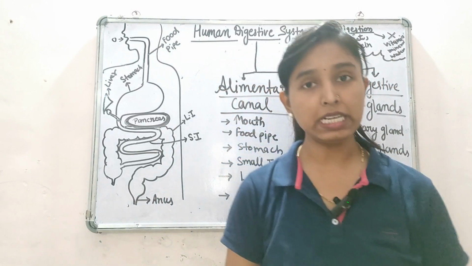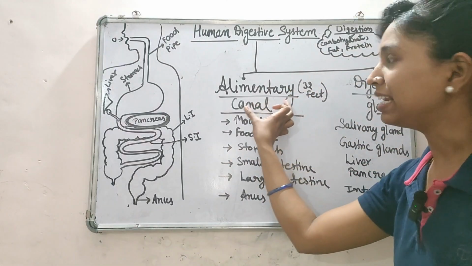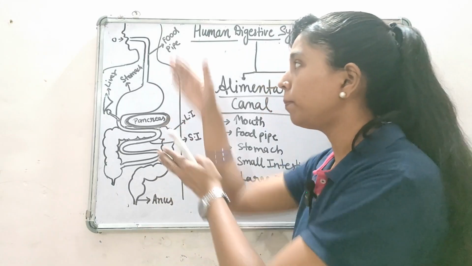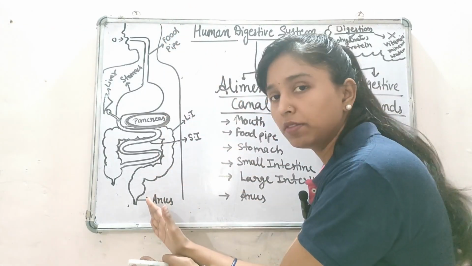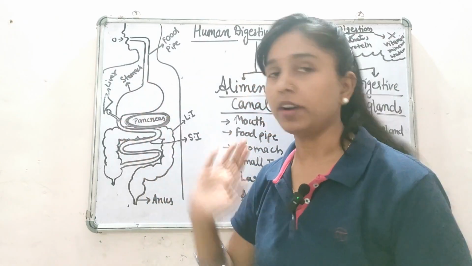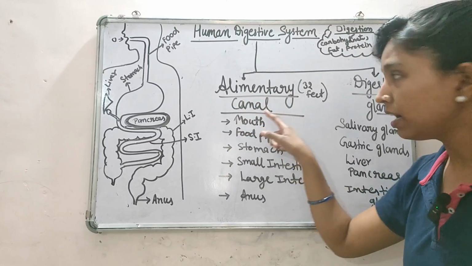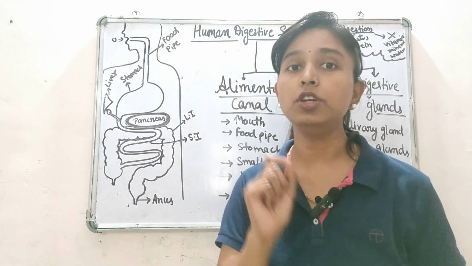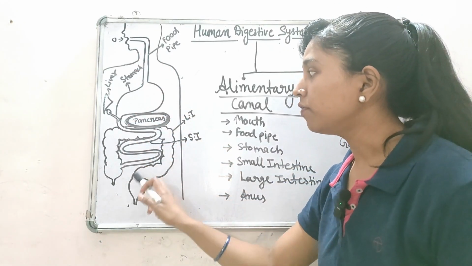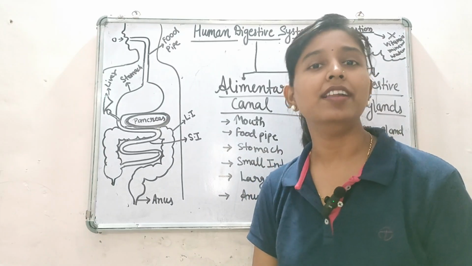There are two main concepts involved in the whole process of digestion. First is the alimentary canal. What is the alimentary canal? The alimentary canal is the whole pathway through which our food is digested by some organs. This alimentary canal is 32 feet long, and this whole pathway through which the food is completely digested by our body is known as the alimentary canal.